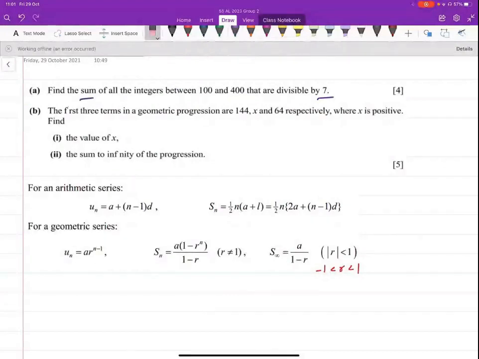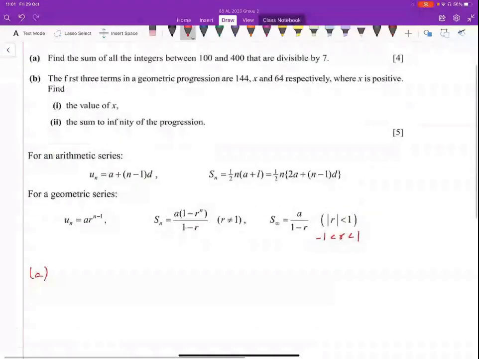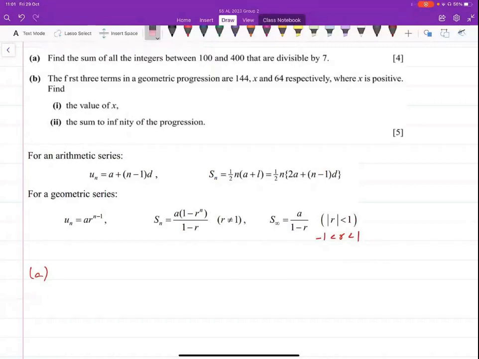How do we do this? What type of sequence is it going to be? Is it going to be an AP or a GP? Divisible by 7. What could some terms be in the sequence? 100 और 400 के दरमियान में, what is the first multiple of 7 that's greater than 100? 100, is that a multiple of 7? It's not. 101, that's also not. 102, 3, 4, 5. 105 is a multiple of 7.